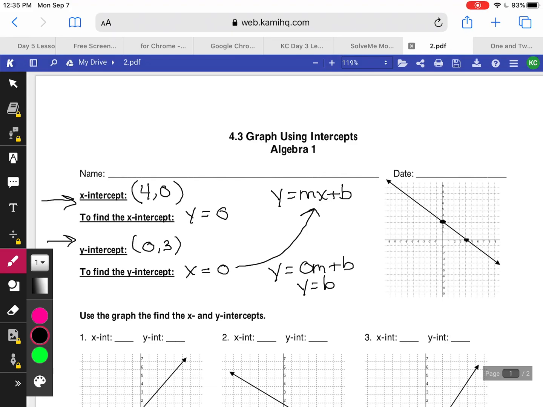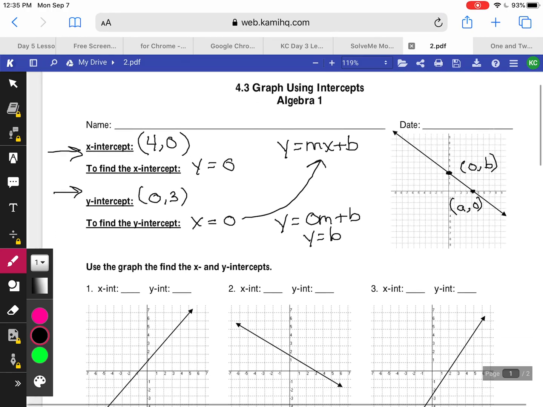Let's do the y first. We can see that it is 0, and then we're going up to b. And then on the x-axis, we would have a, the value given, and 0 for y. So we have a and b as being those variables that are going to represent the x and y intercepts. So let's move on here.